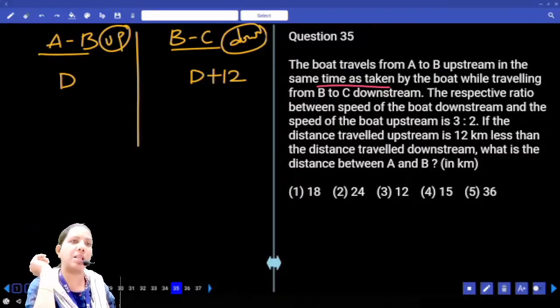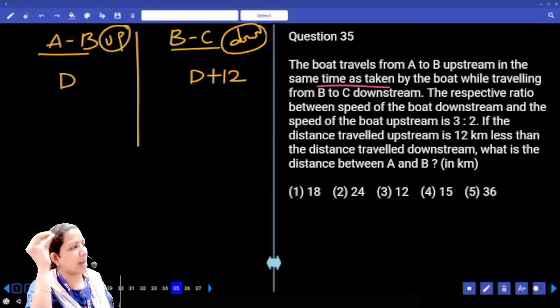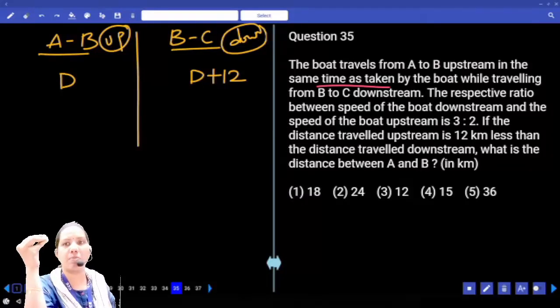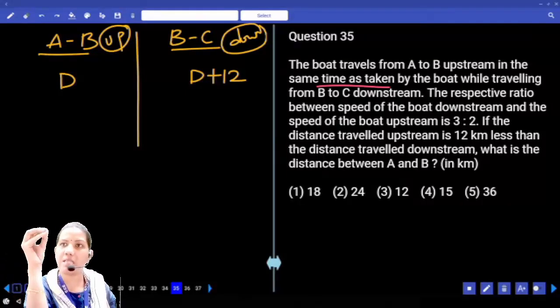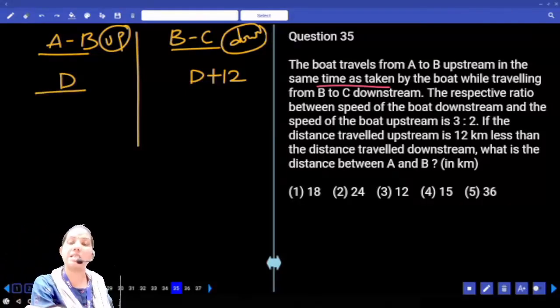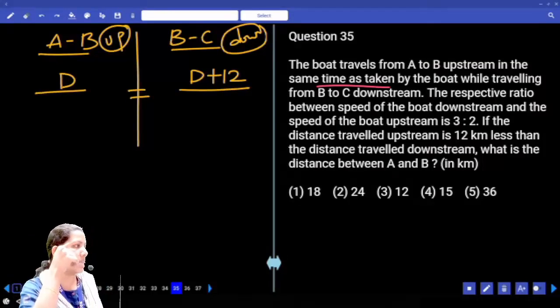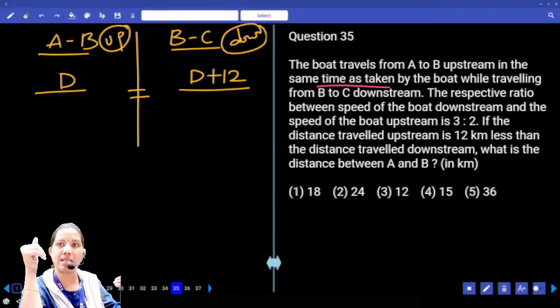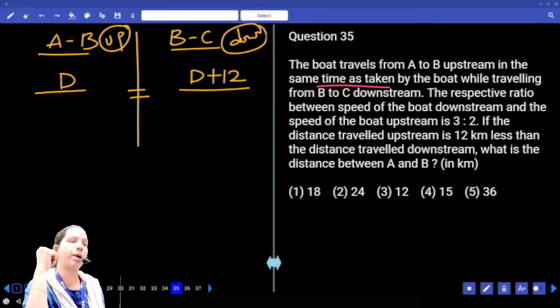But what was asked to find out? What is the question? What is the distance between A and B? So why D minus 12? My assumption is upstream distance is D, then downstream distance is D plus 12. So these are the distances. If time is constant, time same means distance by speeds are same. Distance by speed. Upstream speed formula?